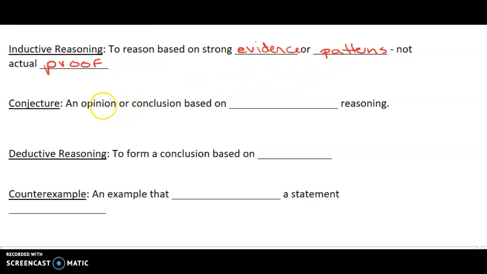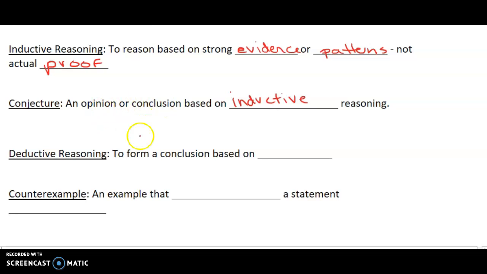A conjecture kind of goes with inductive reasoning, and a conjecture is just an opinion or conclusion based on inductive reasoning. So if we're looking at all this evidence, but maybe we don't have DNA, we're going to form a conjecture that maybe this person did the crime just because of all the evidence we've accumulated and tried to put the pieces of the puzzle together.